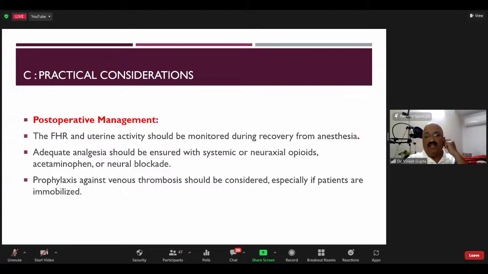Then, post-operative management: the fetal heart rate and uterine activity should be monitored during recovery from anesthesia. Adequate analgesia should be ensured with systemic and neuraxial opioids, acetaminophen, and neural blockade. Prophylaxis against venous thrombosis should be considered, especially if the patients are immobilized.